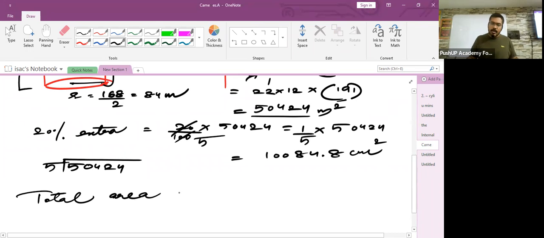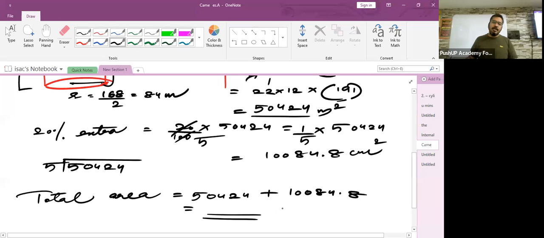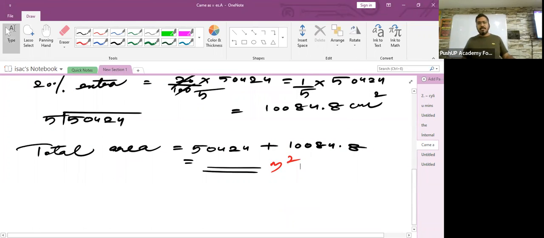120 by 100 into 50,424. Perfect. That is perfect. 50424 plus the additional canvas which you need. You add these two and whatever is the answer, that is your total area of canvas needed, including 20% of extra canvas. Now, children, they are asking you to round this off to the nearest meter square, isn't it? They don't want us to write the decimal value. So can somebody help me with this?